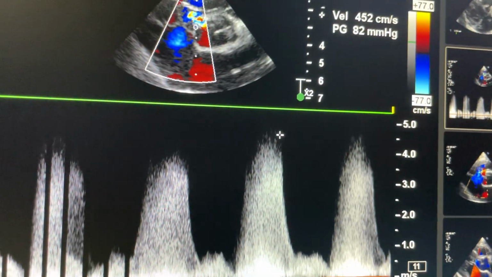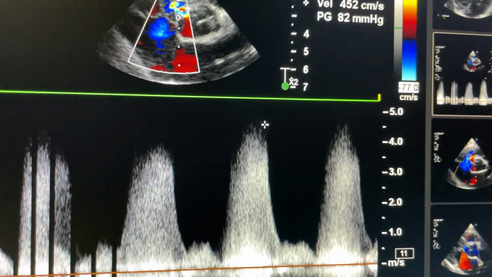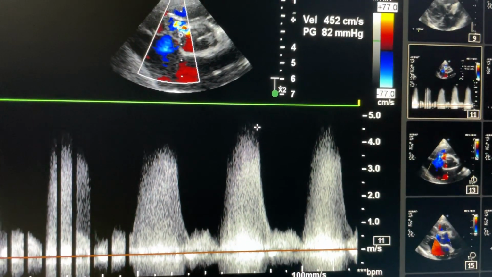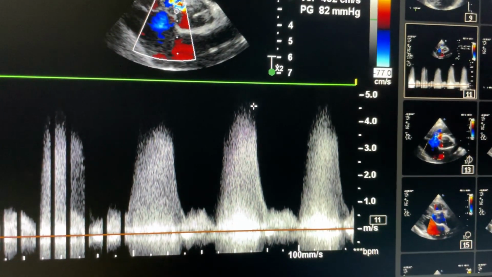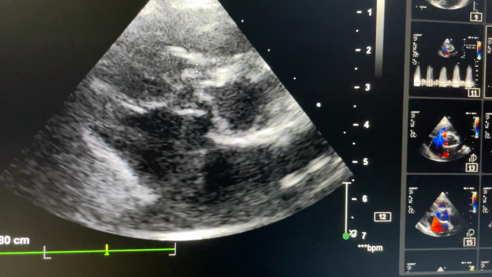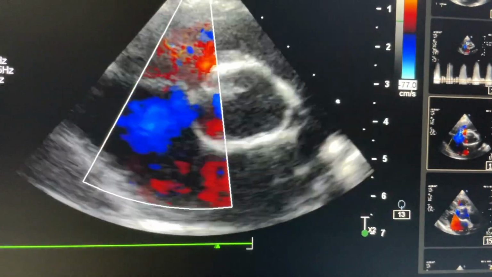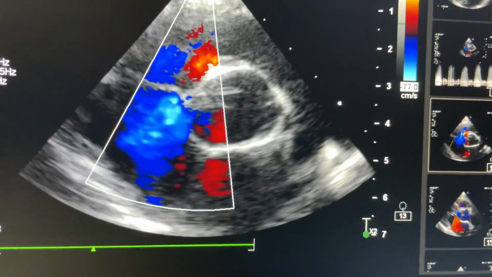Now you can see this is the velocity across this Gerbode defect. Velocity is 4.5 meters per second. This is the size of the Gerbode defect, 1.8 millimeters. Now you can see this image.